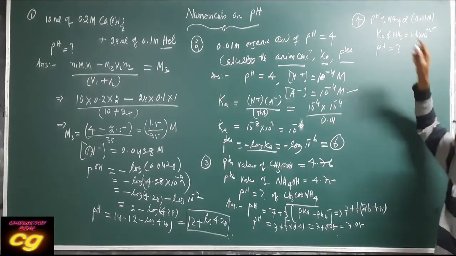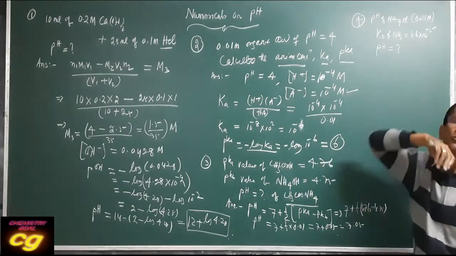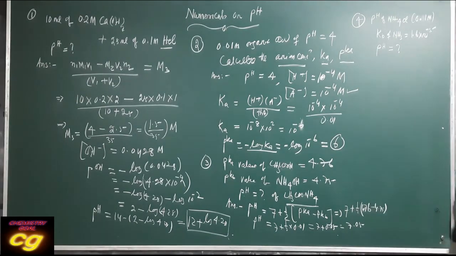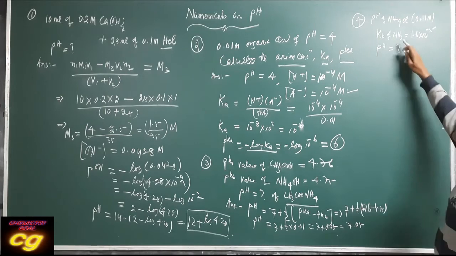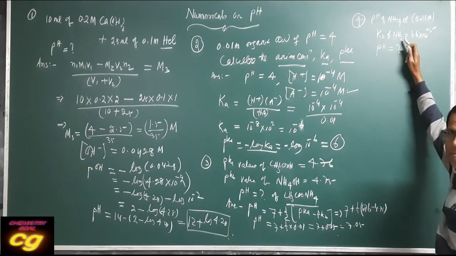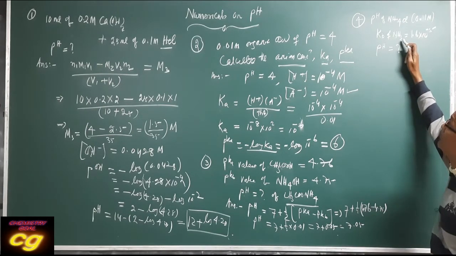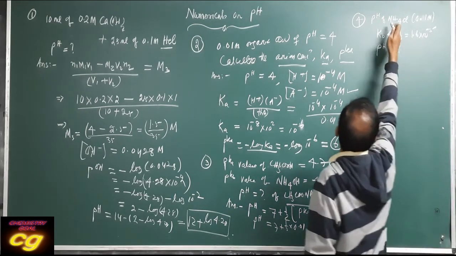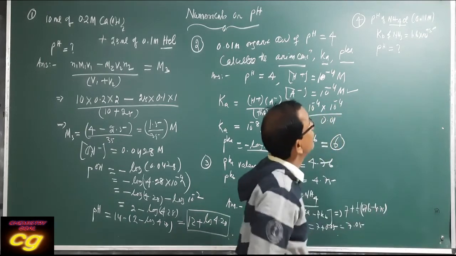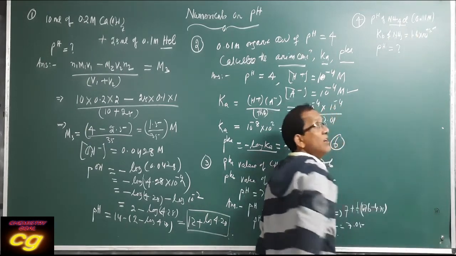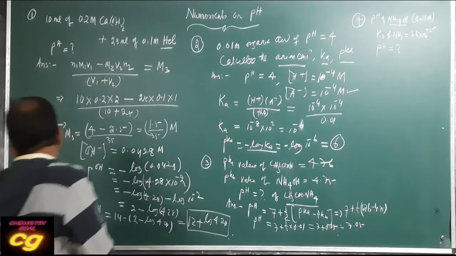We know ammonia is a base. Its salt is ammonium chloride. Ammonium chloride is a salt, but ammonia is a weak base. So as it is a weak base, what is the calculation? Here ammonium chloride is a salt of what? A weak base and a strong acid.